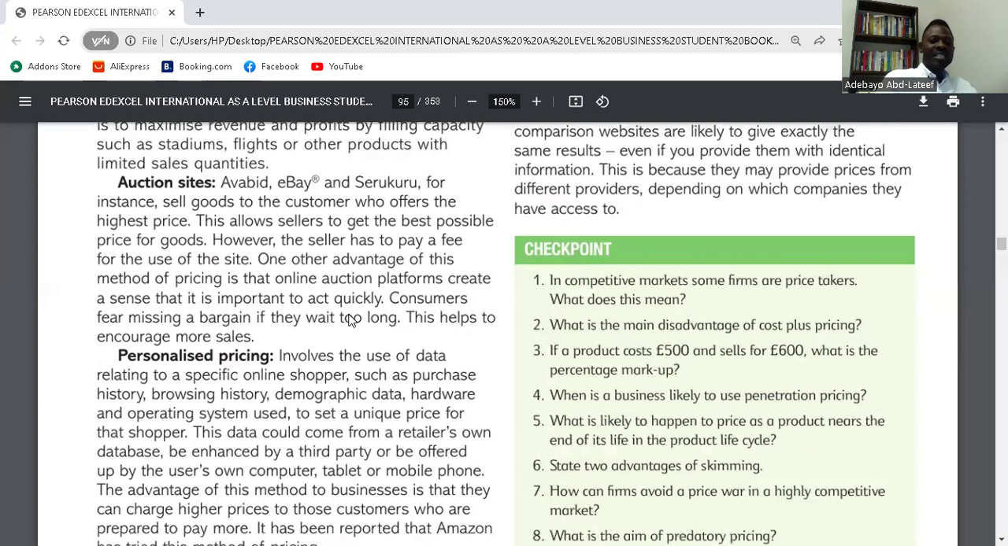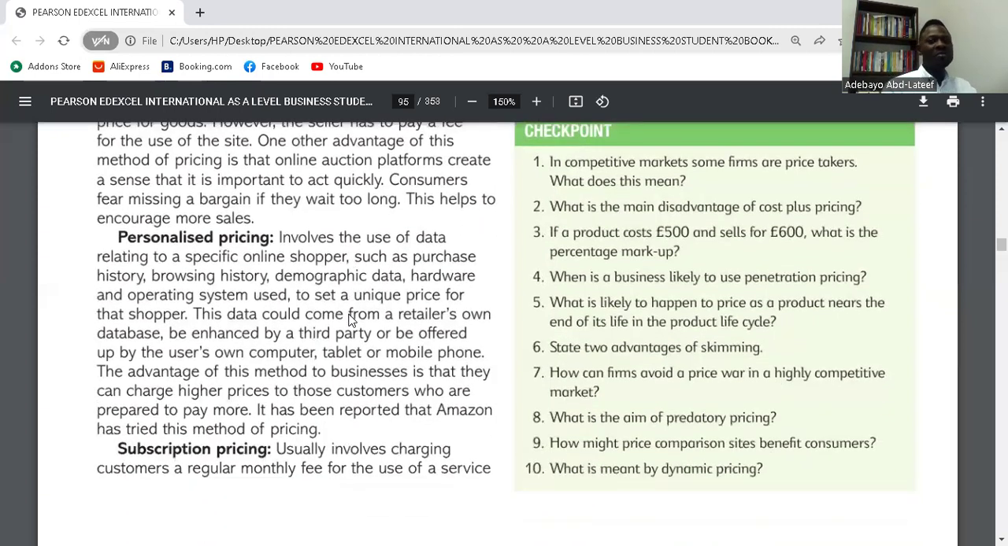That's the point. Then personalized pricing involves the use of data relating to a specific online shopper, such as purchase history, browsing history, demographic data, hardware and operating system views, to set a unique price for that shopper. This data could come from a retailer's own database, be enhanced by a third party, or be offered by the user's own computer, tablet, or mobile phone. The advantage of this method to businesses is that they can charge higher prices to those customers who are prepared to pay more. It has been reported that Amazon has tried this method of pricing.